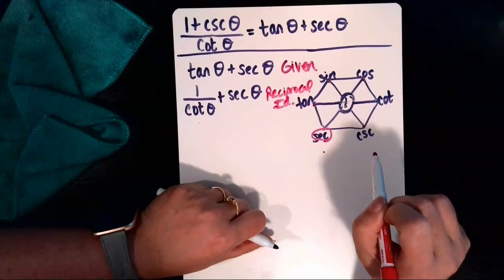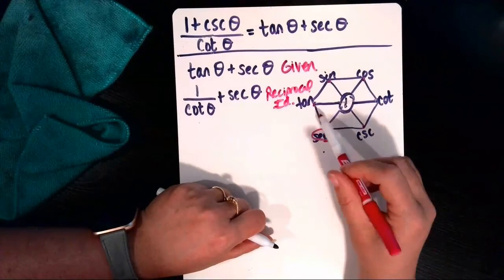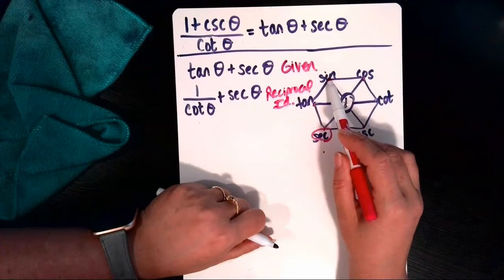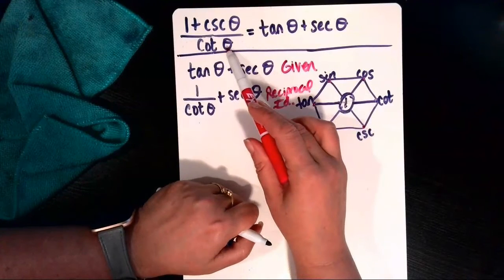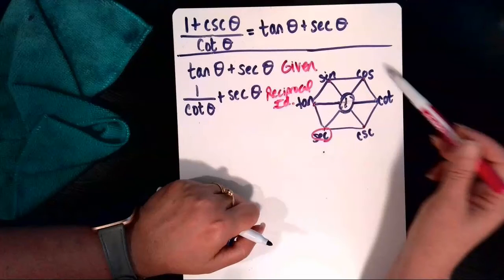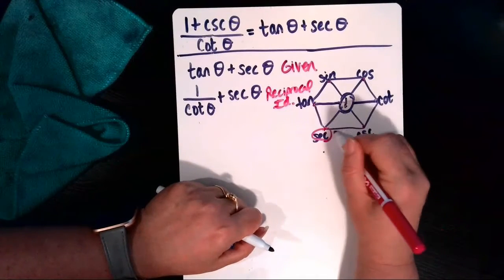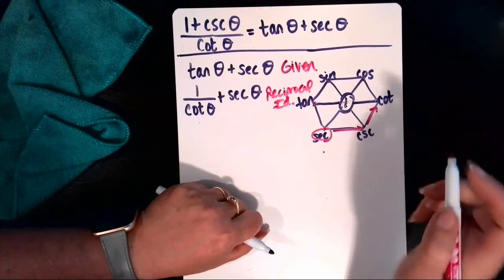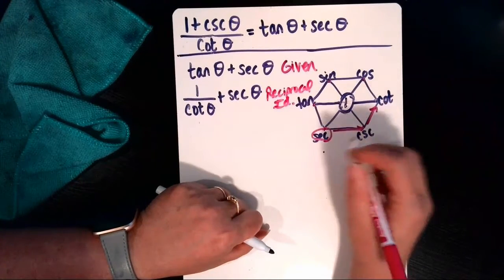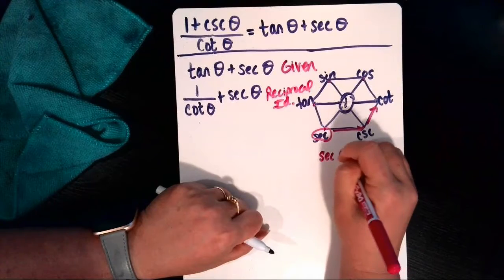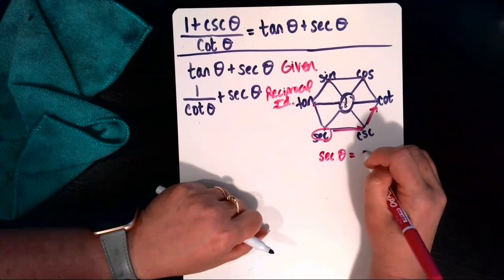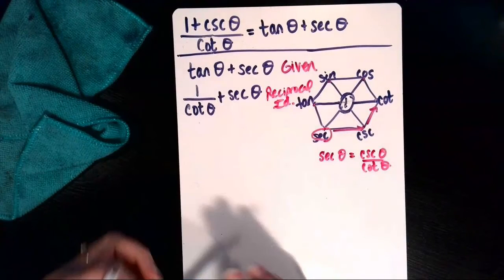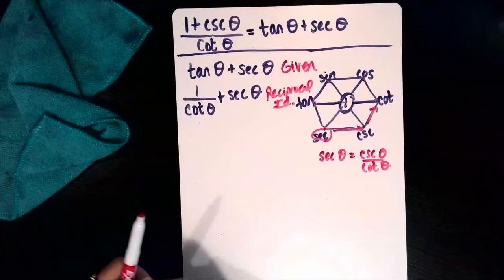But if I look at my quotient identities again, secant going clockwise around the hexagon is the ratio of tangent over sine, which I don't want a denominator of sine either. But if I go counterclockwise around the hexagon, secant is also the quotient of the cosecant divided by the cotangent. And that would get me a denominator that I want. So I'm going to use this quotient identity, secant is equal to the cosecant divided by the cotangent. I'm going to apply that identity to step 3.